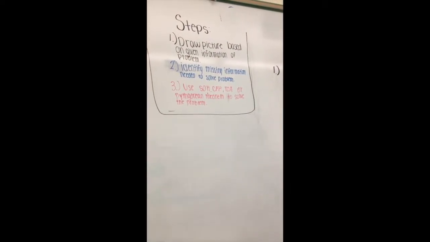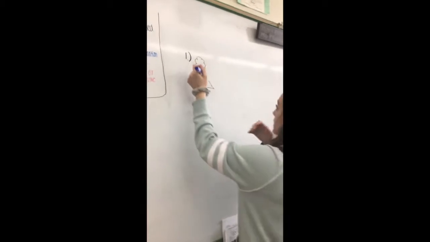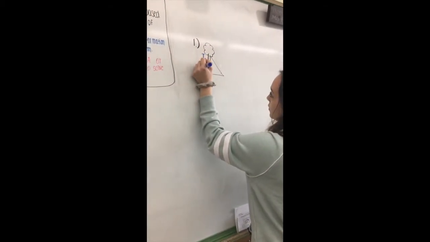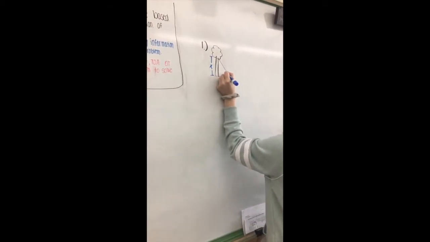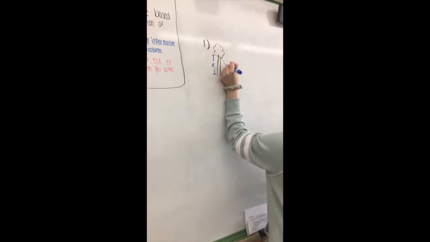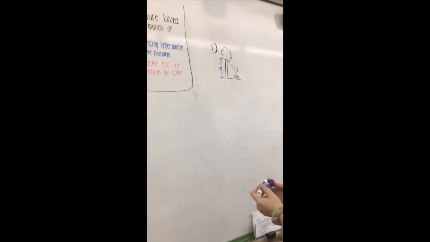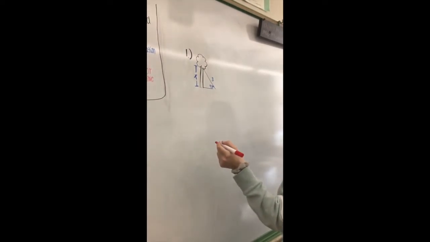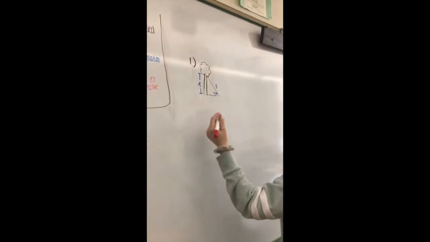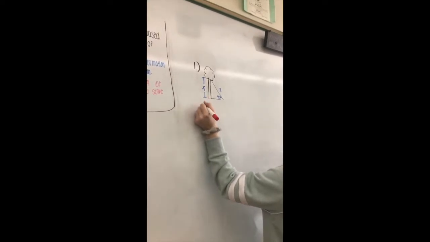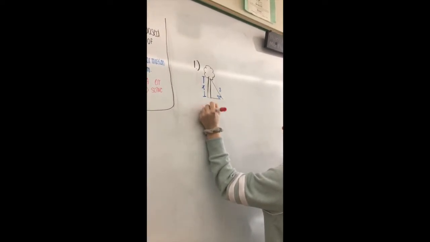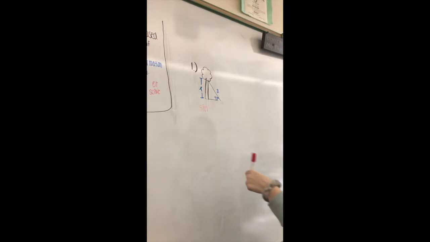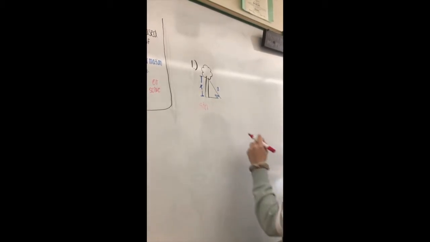Step 1, you need to draw your picture based on the problem. Step 2, you need to fill in the given information and what you need to find. So in this problem, you're going to use SOHCAHTOA and not the Pythagorean theorem. You're going to use sine because from your angle you have your opposite and your hypotenuse.